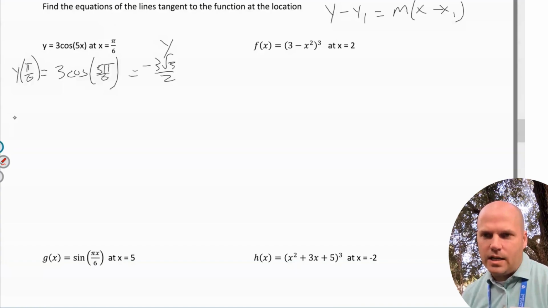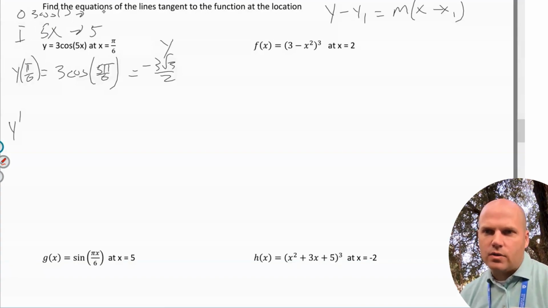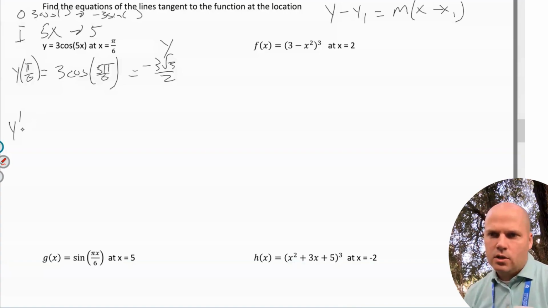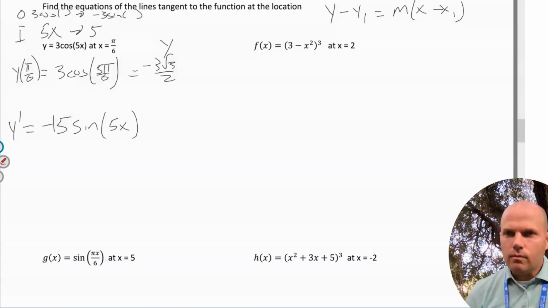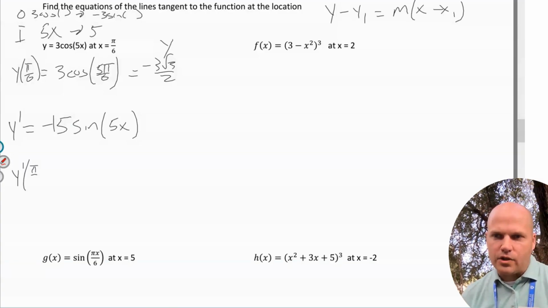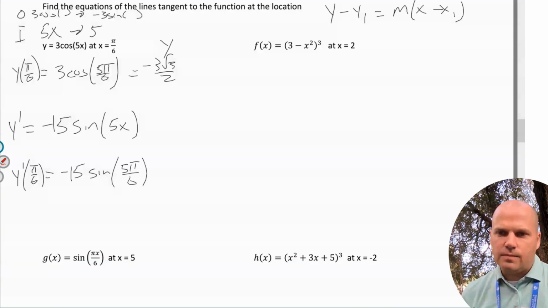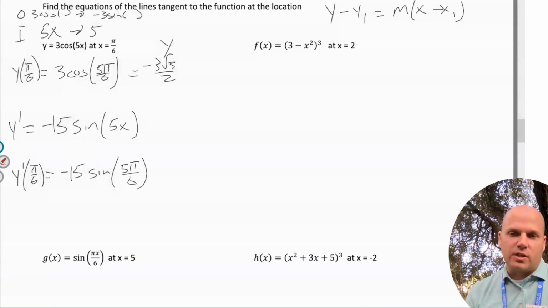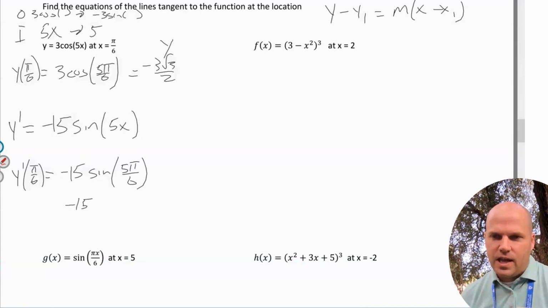How do I get an m? I need a slope. I got an O and an I. The O is 3 cosine. The I is 5x. I's derivative is 5. 3 cosine parentheses derivative is negative 3 sine parentheses. So the slope equation is negative 15 sine 5x. Slope at pi over 6 is negative 15 sine 5 pi over 6. Sine of 5 pi over 6 is positive a half, so I get negative 15 halves.